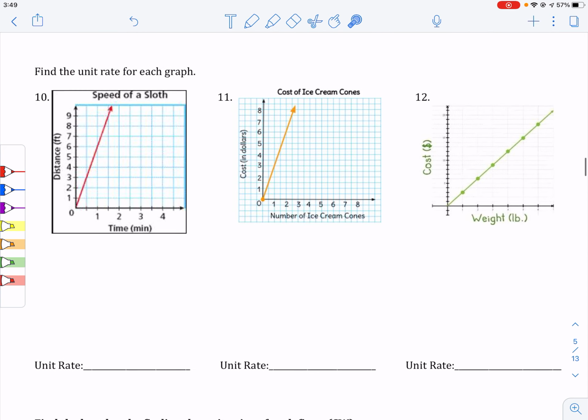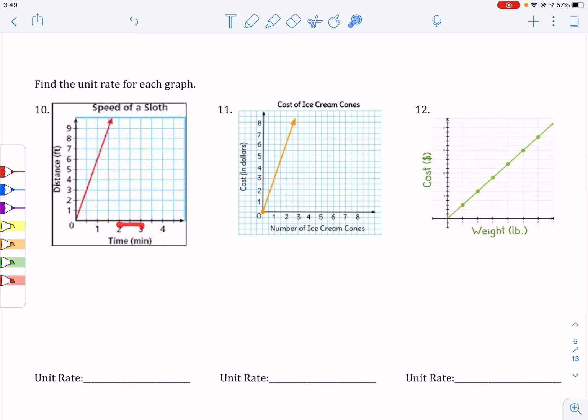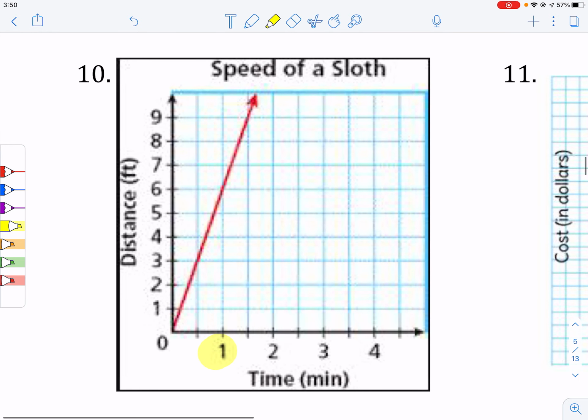Same thing here, when you're looking at tables or at graphs, you want your x's, remember the x-axis is along the bottom, you want your x to be 1. So what you're looking for is when the x is 1, what is the y on that graph? So look at your graph number 10, find the 1, follow it up, and follow it over.